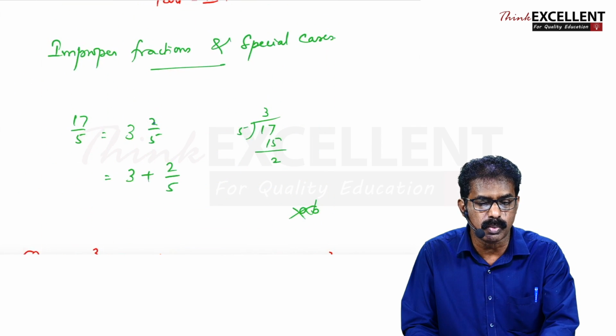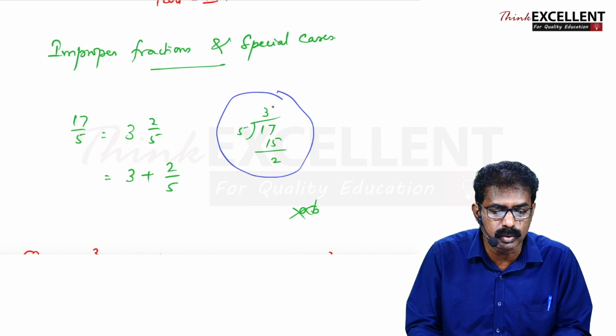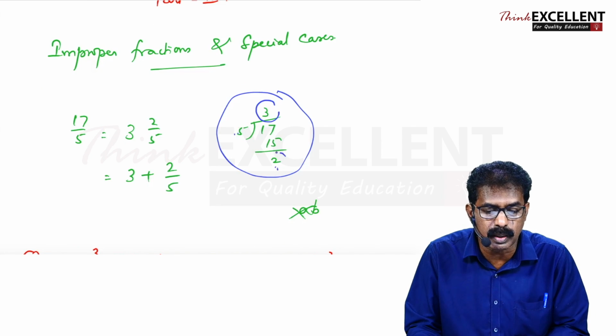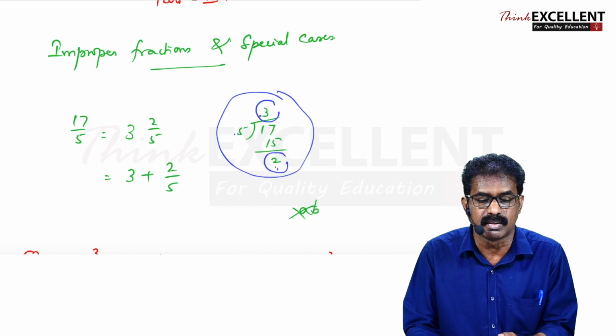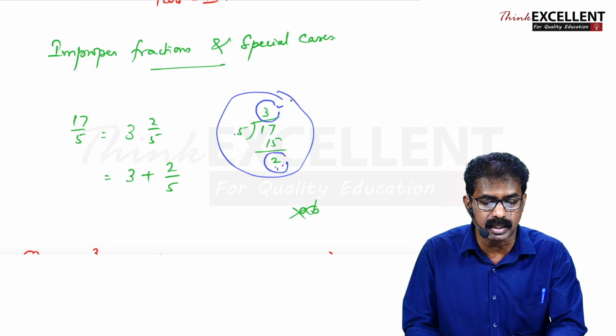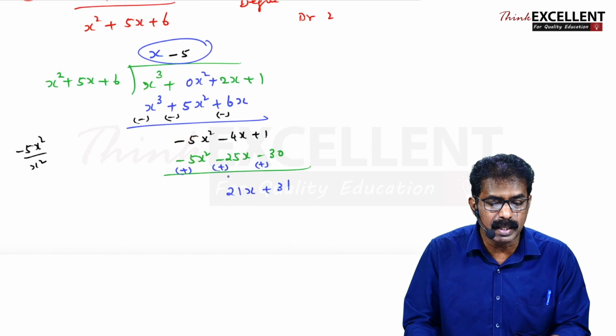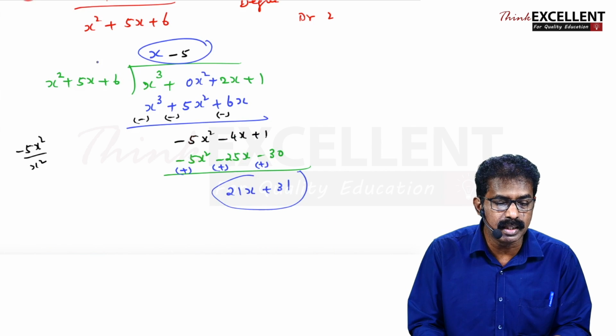Now look at this one. So when you divide, if you get something like this, what you write? Quotient you write first, 3 plus 2 by 5. 2 by 5 means what? The remainder by the divisor. First you write the quotient, 3 plus 2 by 5. See the positions, 3 plus 2 by 5. So here, this is our 3 plus 2 by 5.